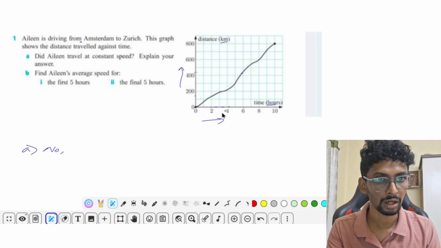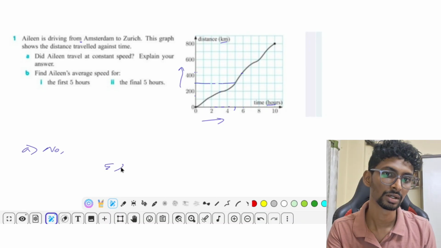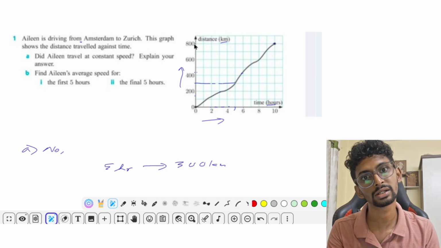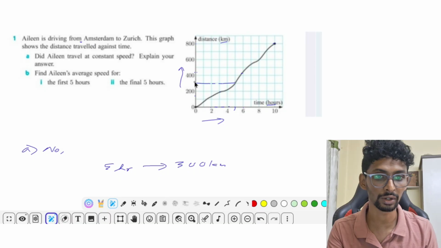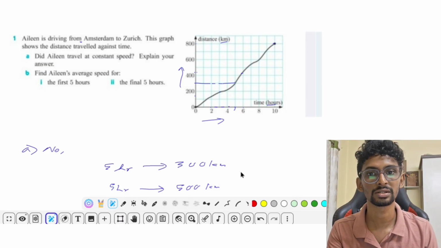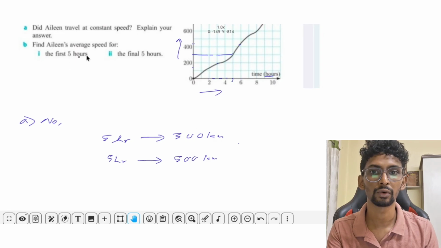You can check in the first 5 hours it covers a distance of 300 kilometers. Next 5 hours it covers 800 minus 300, that is 500. So in the next 5 hours it covers a distance of 500 kilometer. Okay, so it's not constant. Let's do number B. Find the average speed for the first 5 hour.